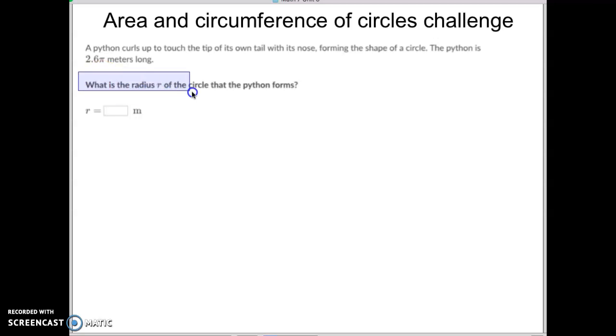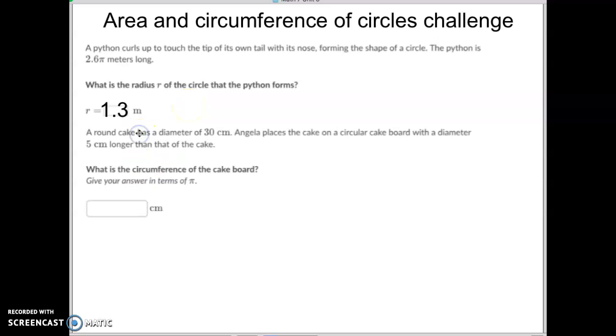They now ask you, what is the radius? Well, radius is half of the diameter. So if the diameter is 2.6, half of that would be 1.3. So we'll type in a 1.3 right there, and that is our radius. Just that simple. Let's do another one, see how difficult this one might be.